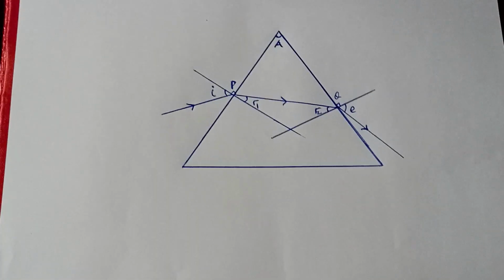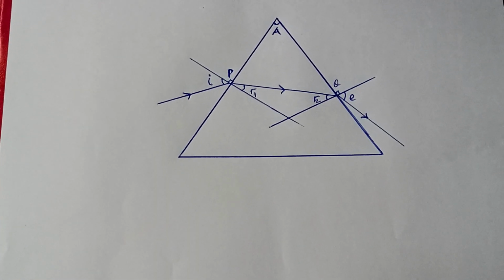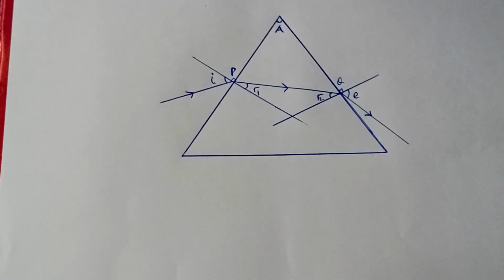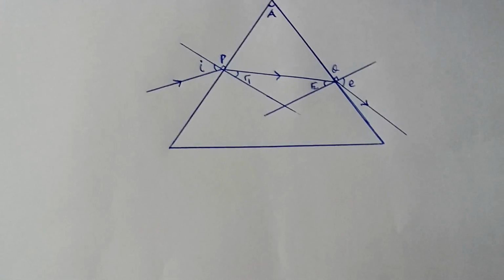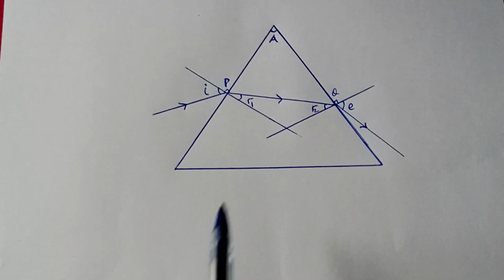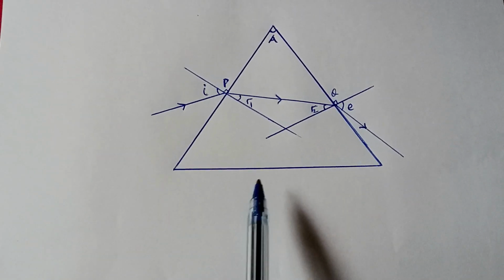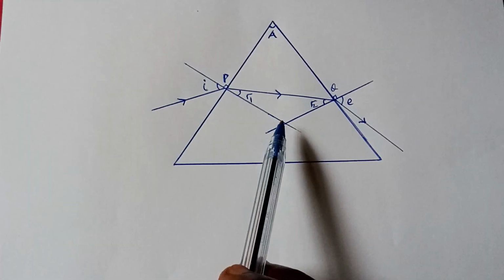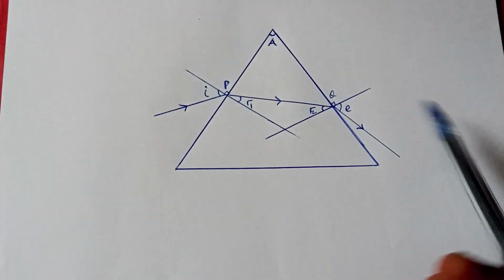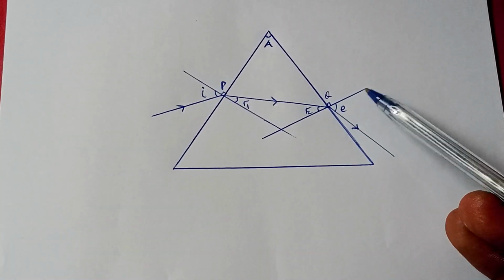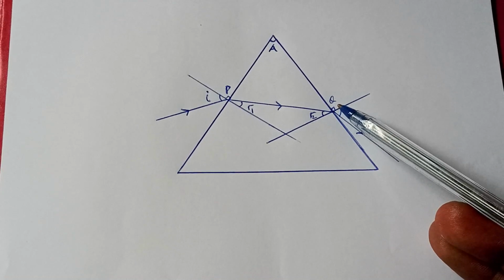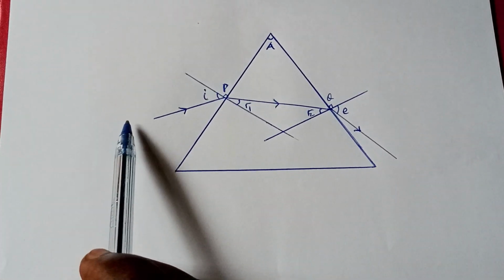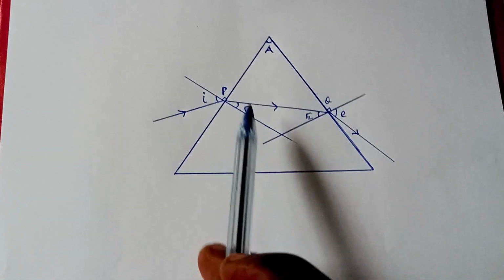Hello everyone. Today we are going to look at the derivation of the deviation caused by a prism. And here is our diagram. As we're drawing this diagram, we simply created this normal at point P and also created a normal at point Q. Okay? Now we are going to look at a ray of light that is moving from air to glass.